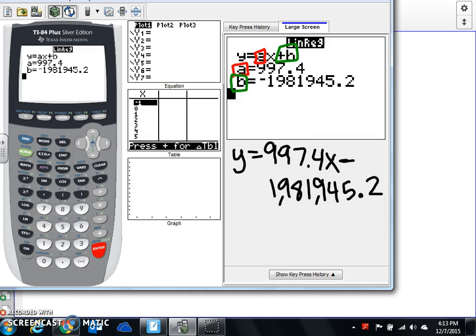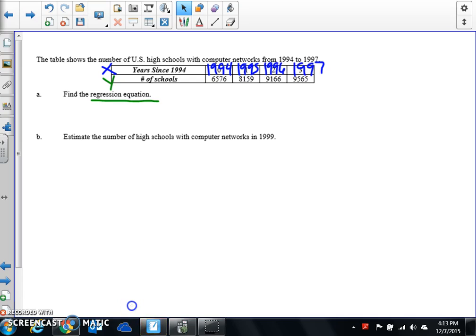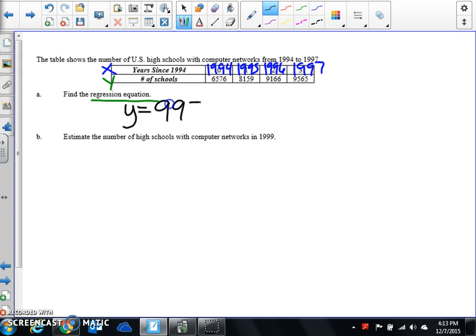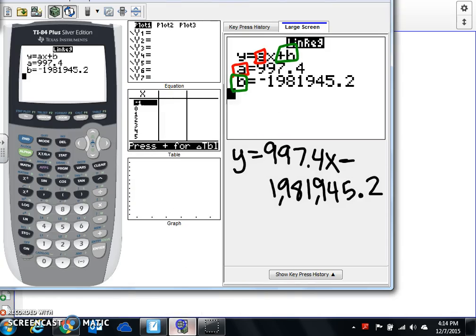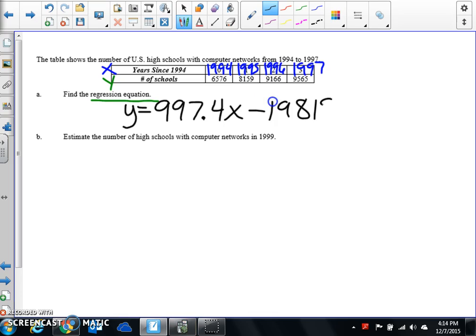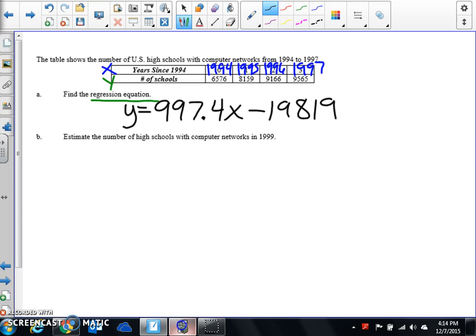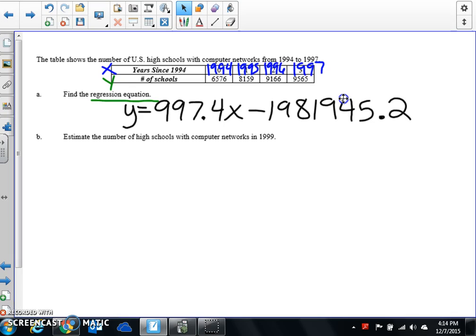Okay? So now I'm going to go back. There's no way I'm going to remember this. I wonder if I can copy it. No. Okay. We'll just have to flip back and forth. All right, so my linear regression equation is y equals 997.4x minus 1981945.2. Okay. Now it says estimate the number of high schools with computer networks in 1999.